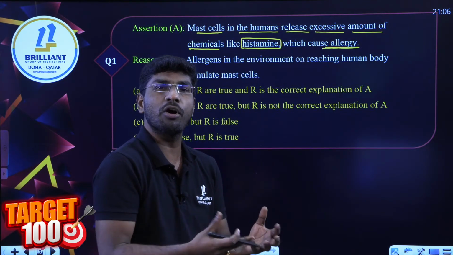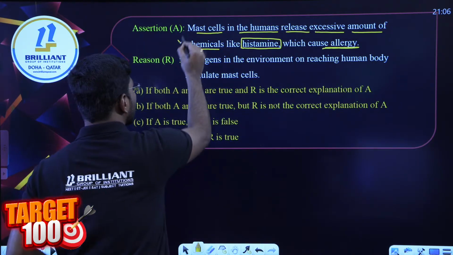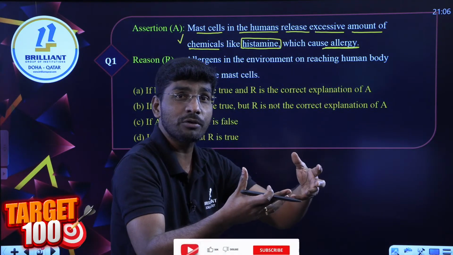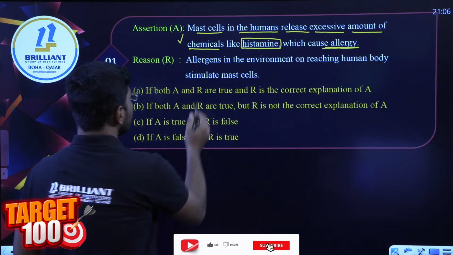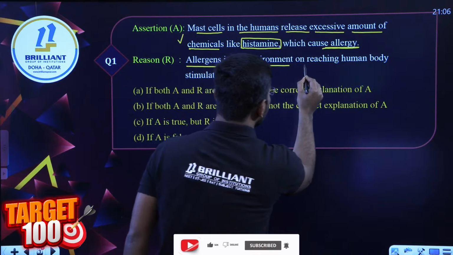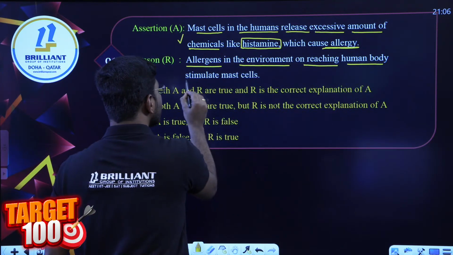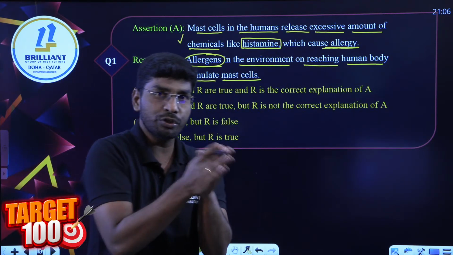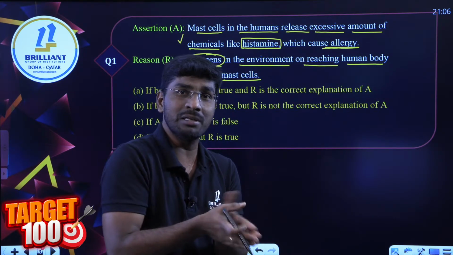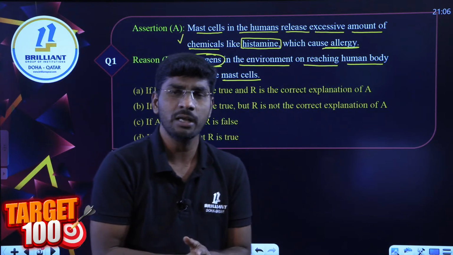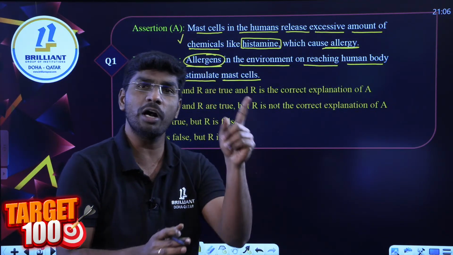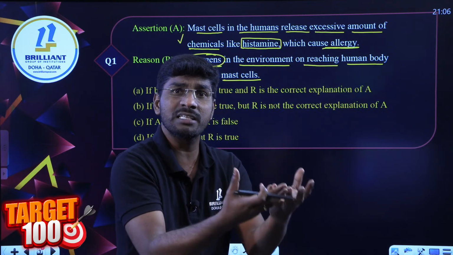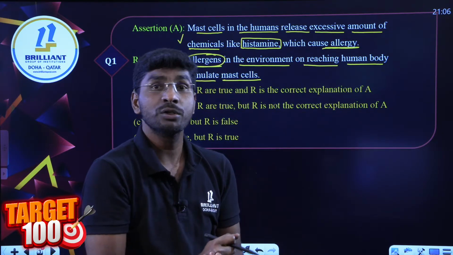Exaggeration of our immune system is called allergy, right? Look at here, this statement is absolutely correct. Mast cells are the ones responsible to cause what? This allergy, because of what? The chemical called histamine, right? This statement is correct. Look at the reason: allergens in the environment, on reaching the human body, stimulate mast cells. Allergens, remember all of you, allergens are the substances which cause this allergy. Allergens could be animal dander, pollen, dust particles, mites of dust, right? Sometimes foodstuffs also are allergens. So allergens can stimulate this mast cell, and the mast cell releases this inflammatory substance called histamine.